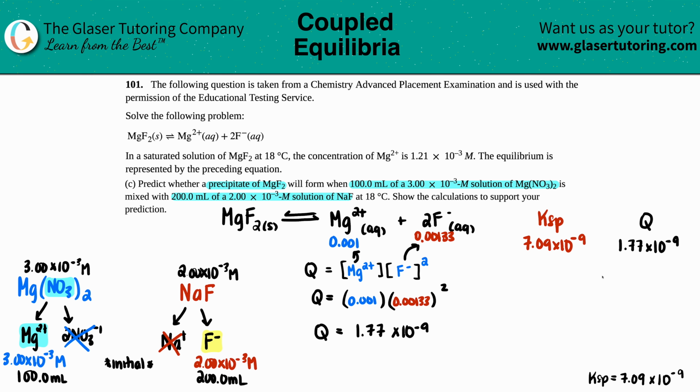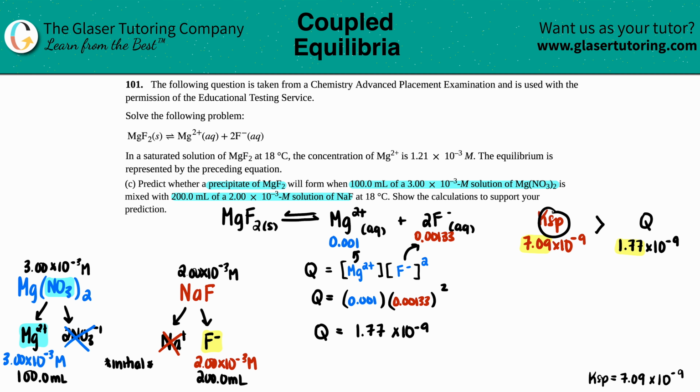Now, generally, we would compare the 10 to the values, right? Whichever one is greater, that's the bigger number. But these are both the same, right? They're both times 10 to the negative ninth. So we have to look at the actual value. 7.09 and 1.77. Which one is larger? Yeah, 7.09 is larger. So that means KSP is greater than Q.